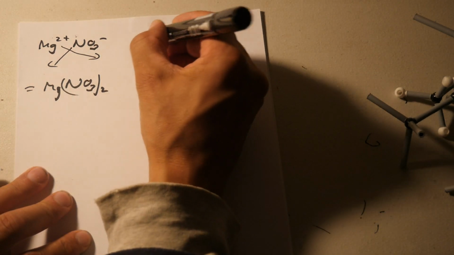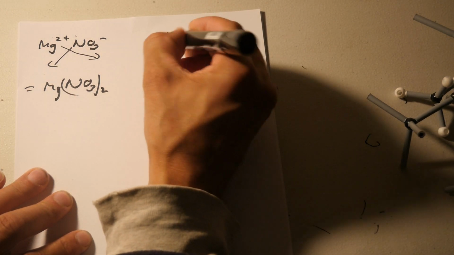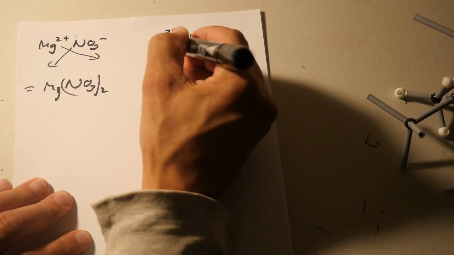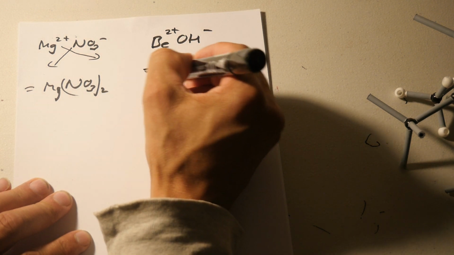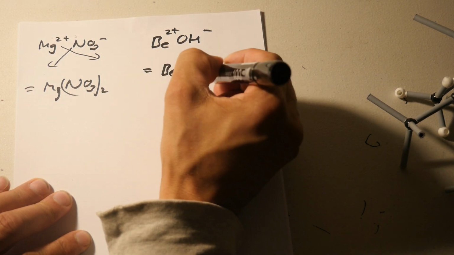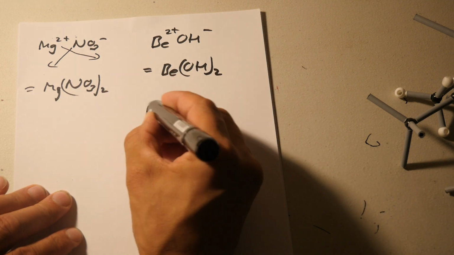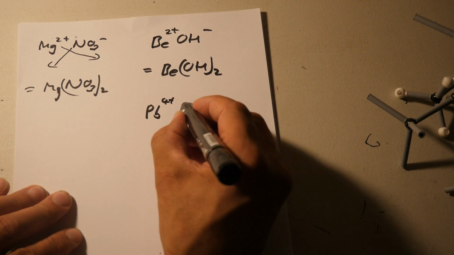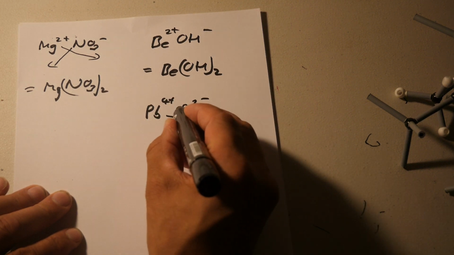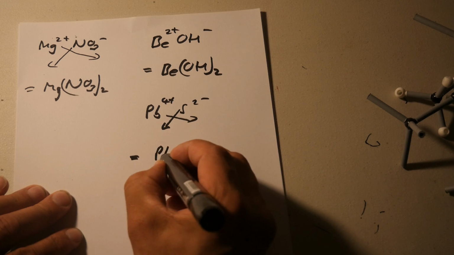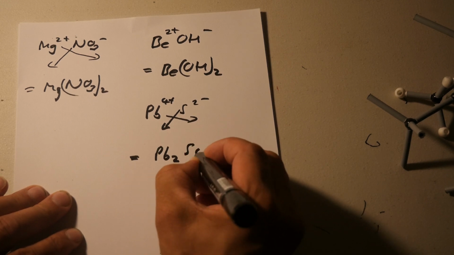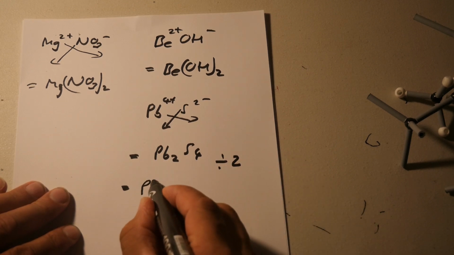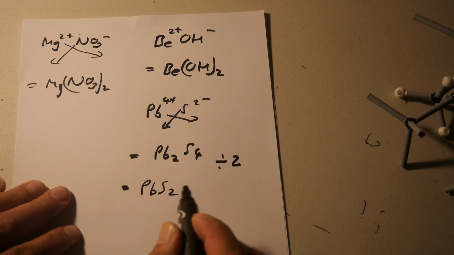And lastly, beryllium, OH, that's 2 plus, minus, that becomes beryllium OH 2, and another example, Pb 4 plus, sulfur 2 minus, becomes Pb2S4, and then if you divide by 2 it becomes PbS2, okay?